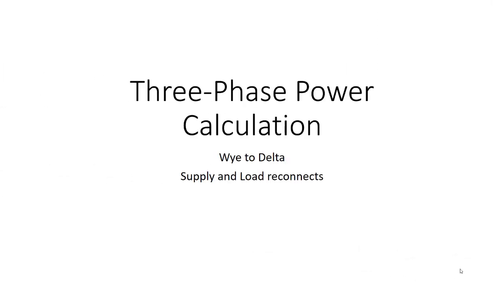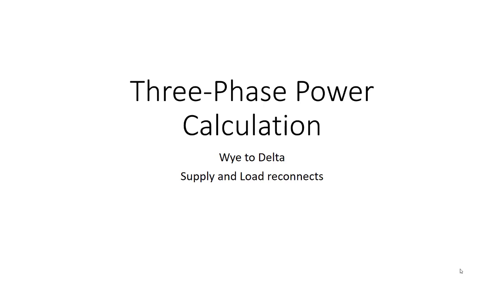All right, still looking at three-phase power calculations. We're going to look at loads or supplies. We're going to look at both of them. First, a supply: if we reconnect the supply from Y to delta and do a little review with it, we'll see its effects on the power, the maximum power output. We are also going to do that with a load as well.